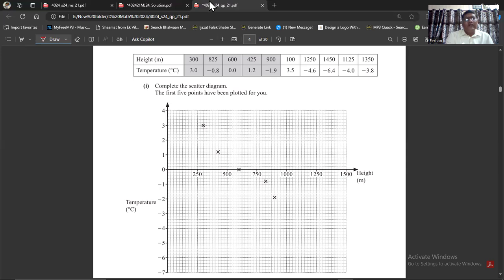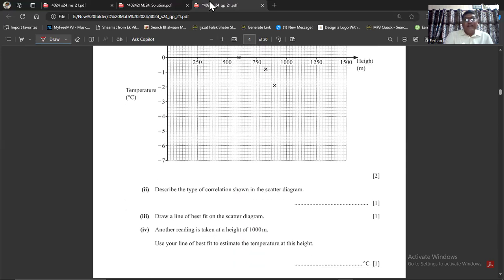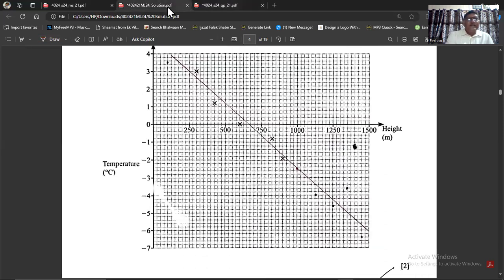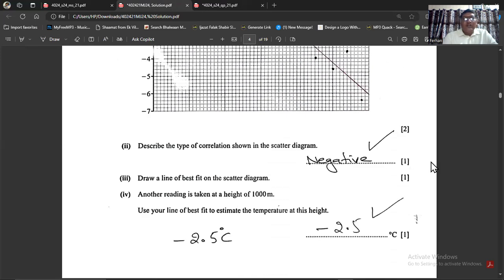Okay. So then what is their question? They want me to plot them. And then they say describe the type of correlation shown in the scatter diagram. So I have to show what is the relationship. You can see as you are going to the right, this pattern is going downward. That means that the correlation here is negative.